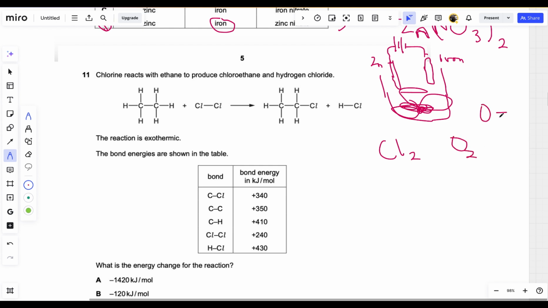Oxygen is a double bond because it needs 2 electrons to complete its octet rule. So it needs 2 electrons, so it's a double bond. Chlorine needs a single electron, so it's a single bond. Depending on the number of electrons you need to get from the metal, it depends on the bonding you have here, whether it's going to be single, double, or triple bond.